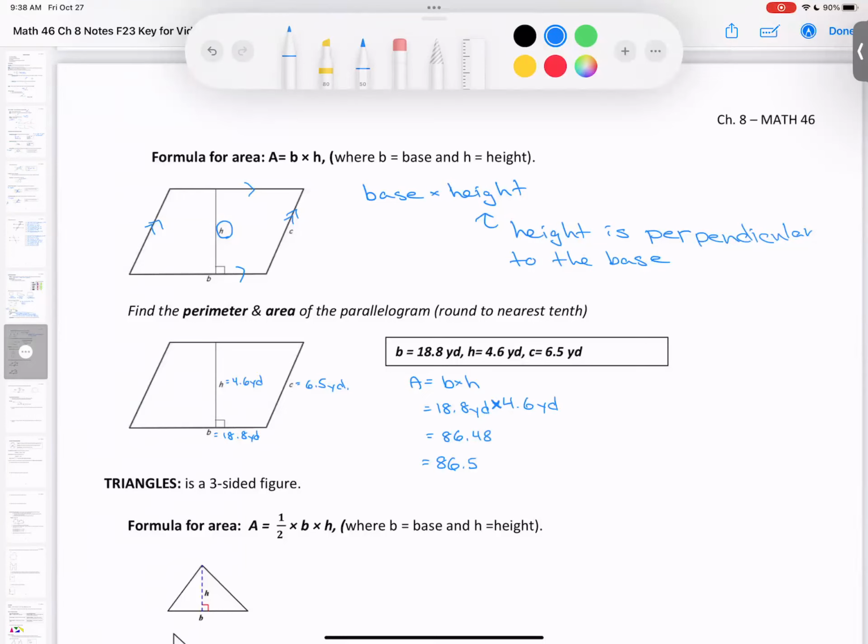And what about our units? Well, we had yards and then we multiplied by another yard. So this is yards squared. Our units for area are always going to be squared.